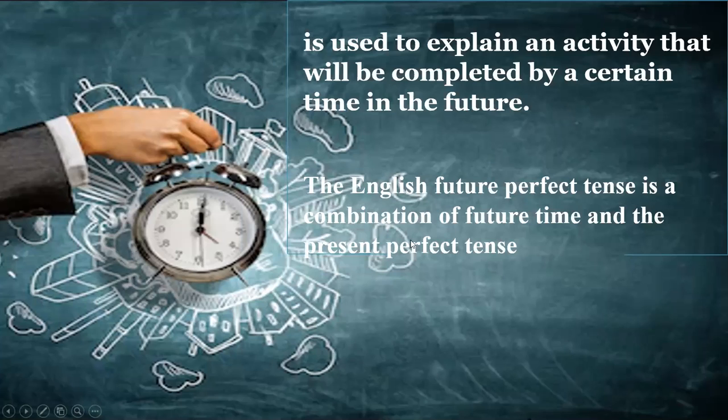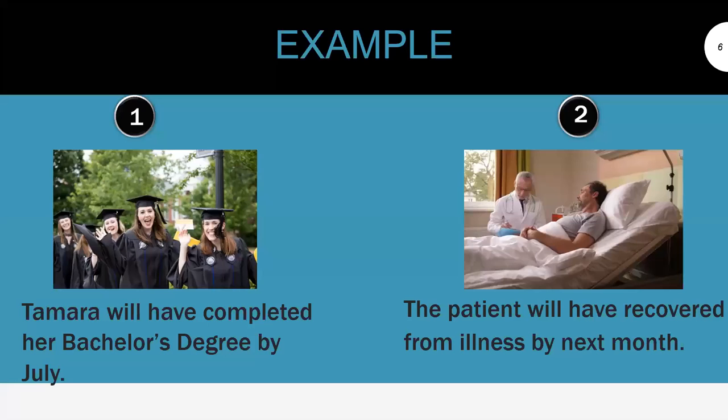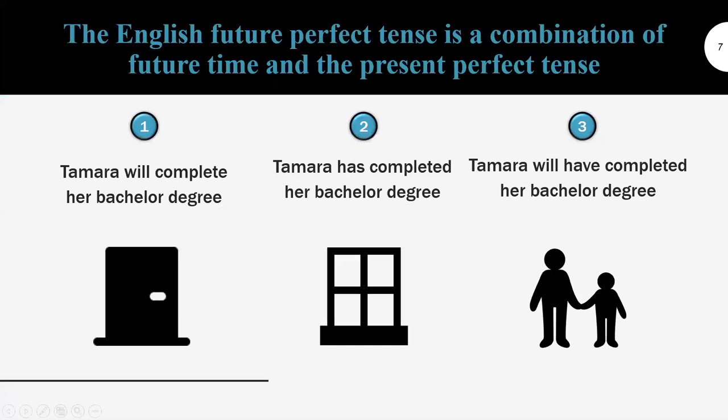Okay, so what is actually future perfect tense? Future perfect tense is actually a combination of future time and present perfect tense. This is like the combination, yeah, between what? Between simple future tense or future times and present perfect tense. Here is an example. For example, look at this one. The English future perfect tense is the combination of future time and present perfect tense. For example, like this.